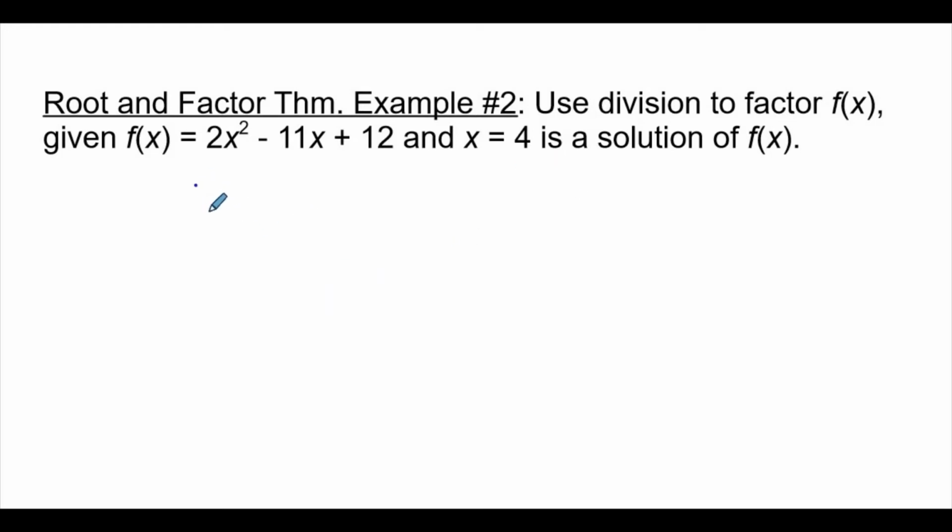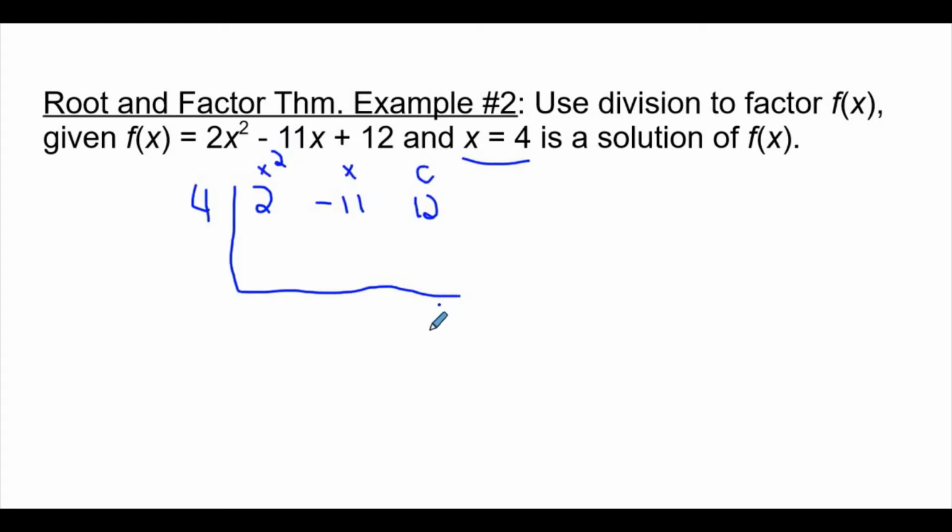We're going to take 4, right? It says x equals 4 right here. We're going to put it on the outside of the synthetic division box. We're going to put a 2 here, a minus 11, and a 12. Just remember that, this is where the square goes, this is where the x goes, and this is where the constant goes. And if this is a 0, remember the factor and root theorem says if this is a 0, then I have factored the problem and the answer will be in the division.